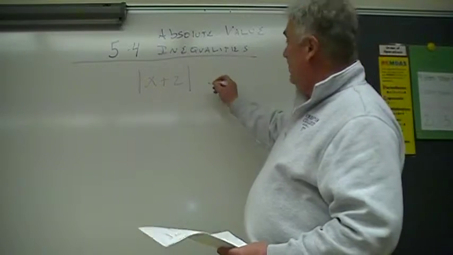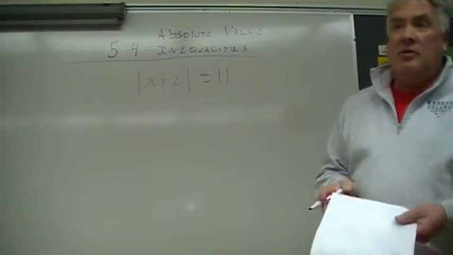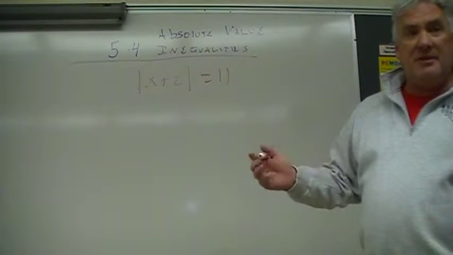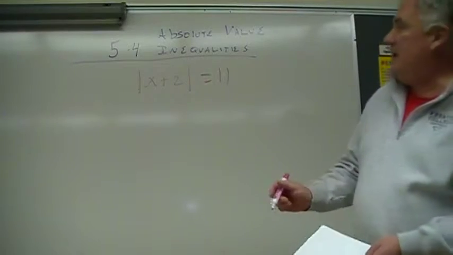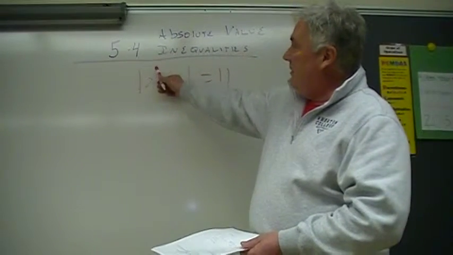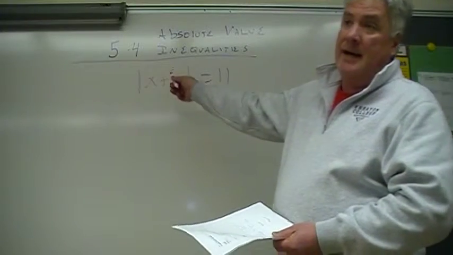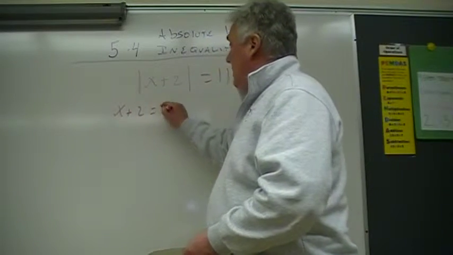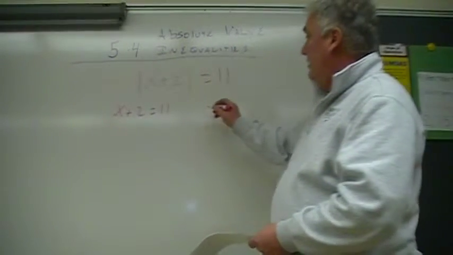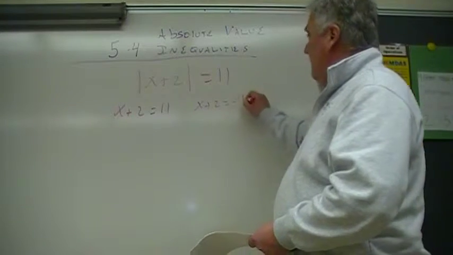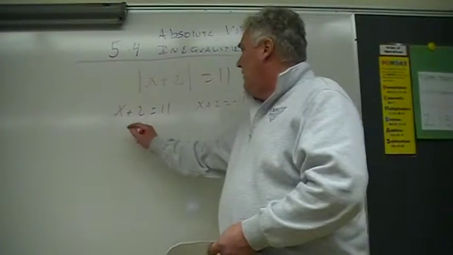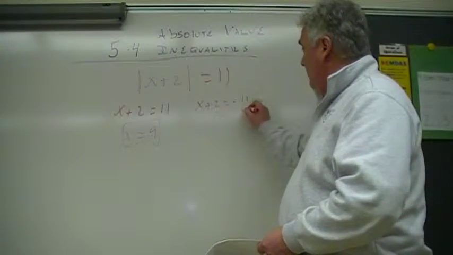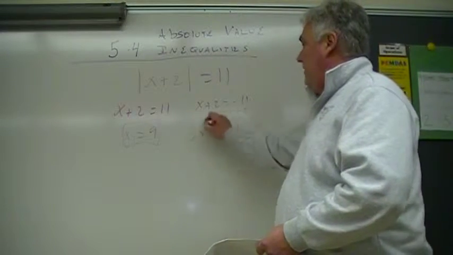Absolute value of x plus 2 is equal to 11. In October, I told you that my Halloween costume, I was absolute value, positive, even when I was negative. So inside here, the value is either positive 11 or negative 11. To solve that, you need to make two equations. x plus 2 equals 11, x plus 2 equals negative 11. Solve it. x equals 9 or, minus 2, x equals negative 13.